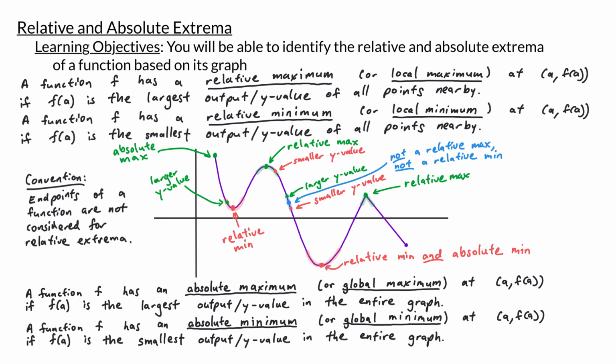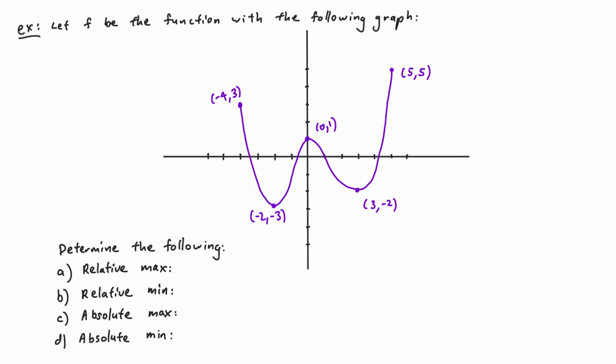Before we close out our video, let's look at one last example. In this example, we're given the graph of the function f, and we want to find its relative extrema and absolute extrema. Remember that relative maximums occur at the tops of hills, or where your graph transitions from increasing to decreasing. In this function, it occurs at the point 0, 1. Before that point, our function is increasing, and after that point, our function is decreasing. So our relative max here is 0, 1.